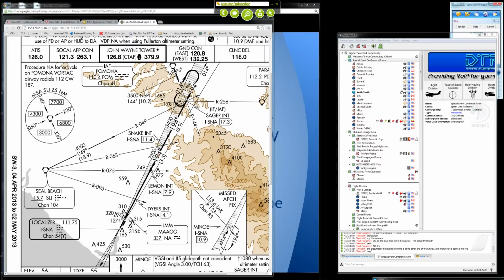It's going to be somewhere outside of Lemon. Where it can get a little bit tricky is if they vector you really, really far out, if they vector you outside of Snake, and let's say you're doing the localizer approach, it's good to know, are we outside of Snake or are we inside of Snake?